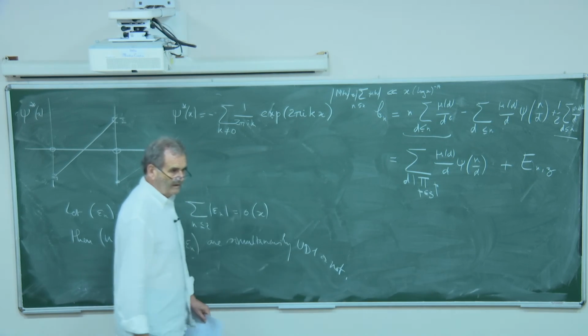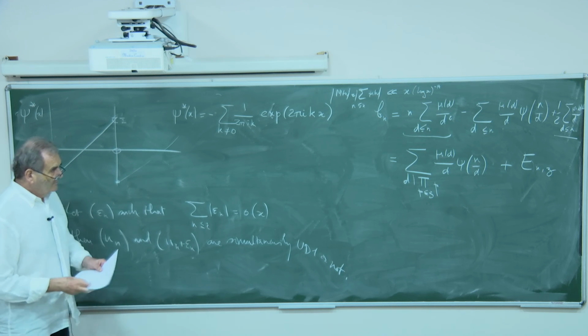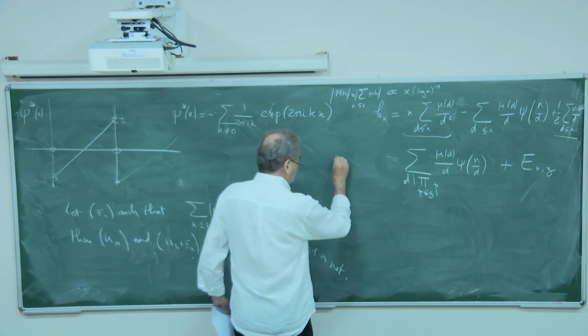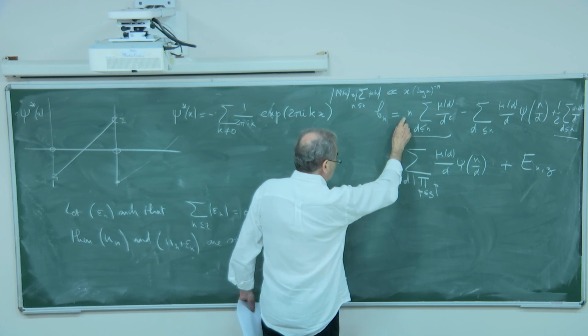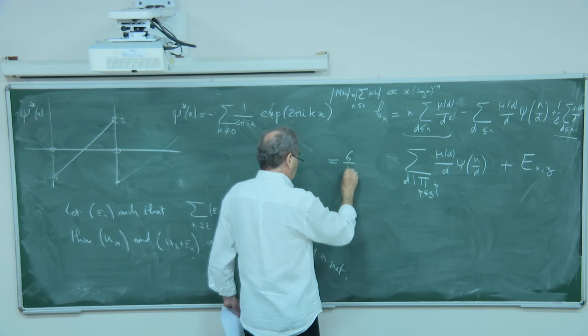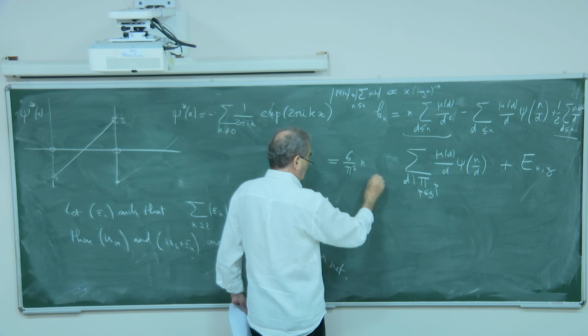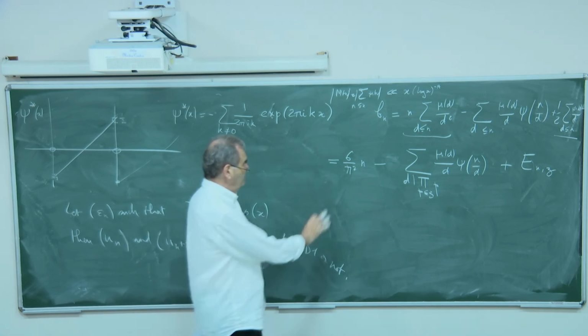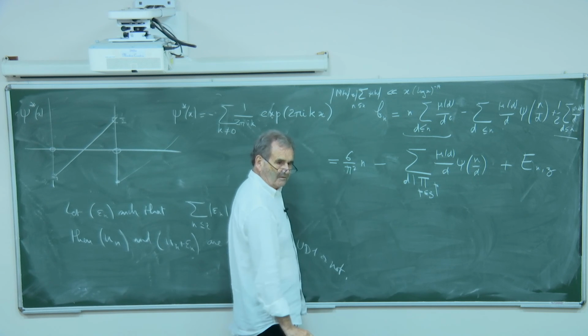Okay. So one thing you have to work on is equal. I have to say that this is your 6 over pi square n minus something like that. But this is a good guy. You're not afraid by this one.